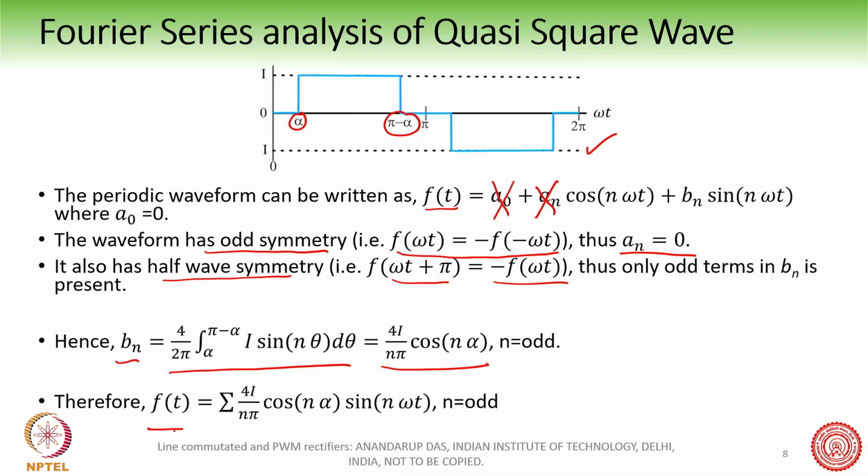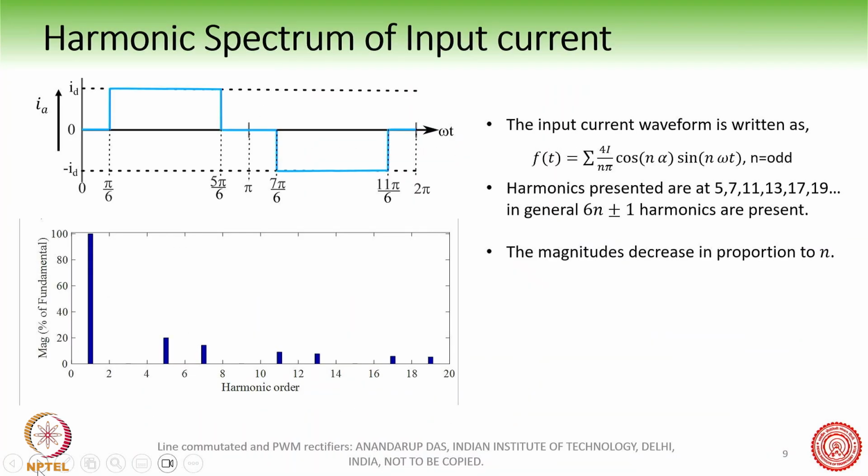So f(t) can now be written as the summation of 4i by n pi cos n alpha sin n omega t, and this is valid for all n equal to odd. In this quasi square waveform, the fundamental is there, and third, fifth, seventh, ninth, all these harmonics will be present. Now one thing is that I have not mentioned the third and ninth here.